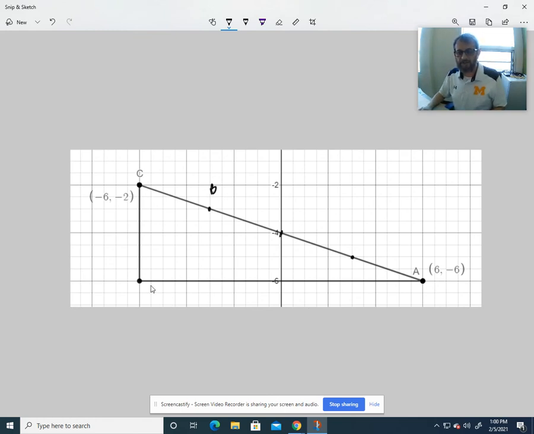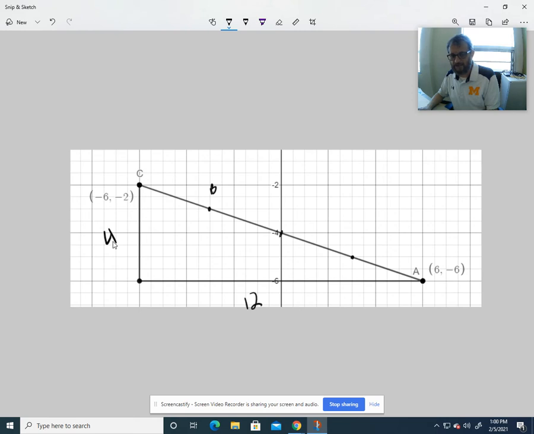Because what we're looking at is really change. From here to here, the x value changes from -6 to 6. That's a change of 12. Now, that's a really nice number because it is divisible by 4. From here, y goes from -2 to -6. That's a change of 4, also divisible by 4.